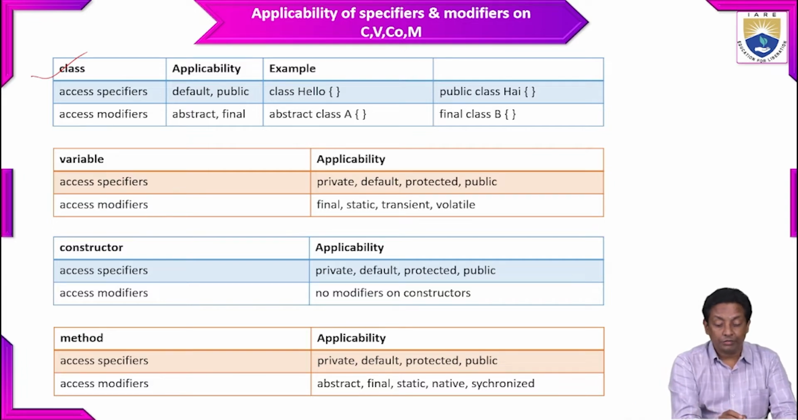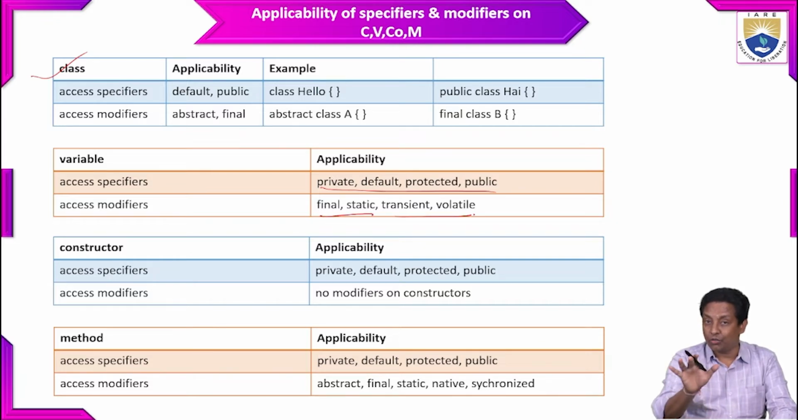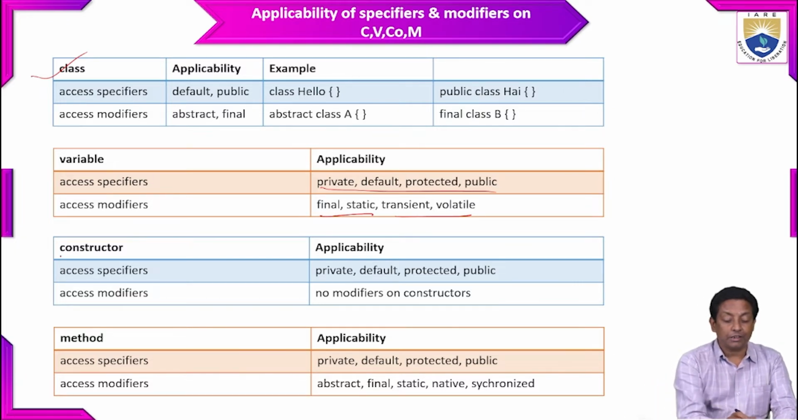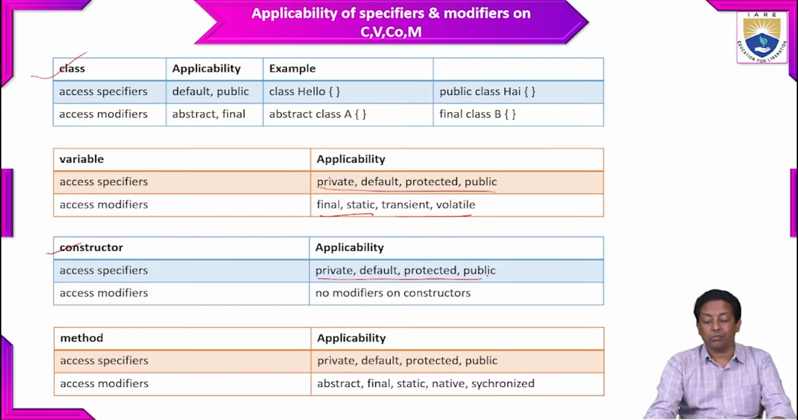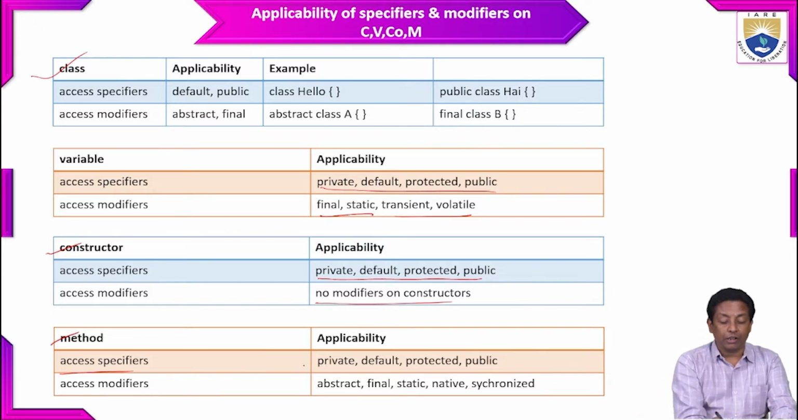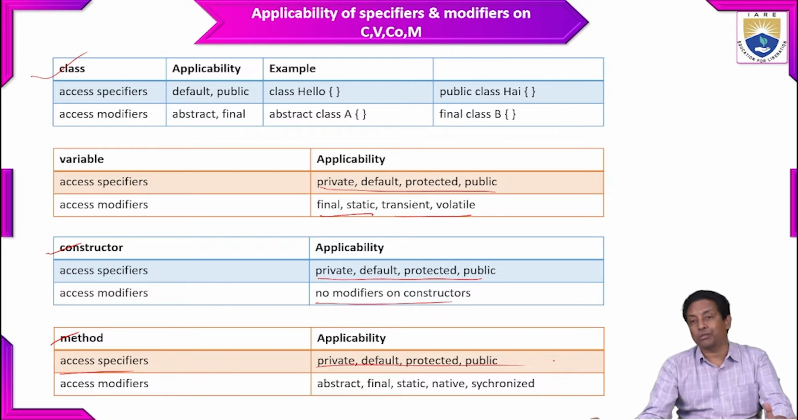Coming to the variable, we can apply all access specifiers: private, default, protected, public. Modifiers to variable: final, static, transient, volatile only for variables. Abstract cannot be applied. Native and synchronized are for methods. Coming to the constructor, we can apply all access specifiers, private, default, protected, public. But no modifiers can be applied on a constructor. Coming to the method, to a method we can apply all access specifiers, private, default, protected, public.